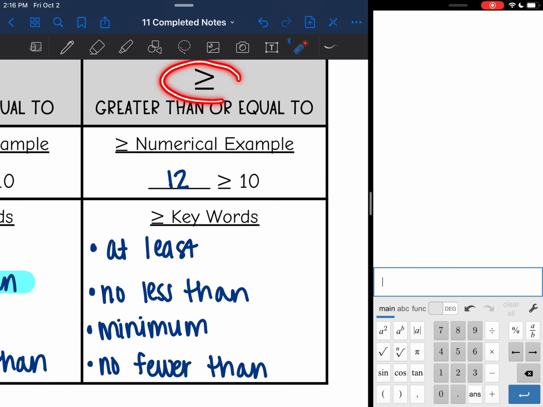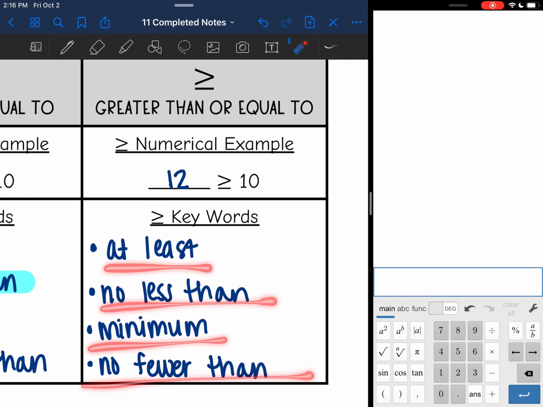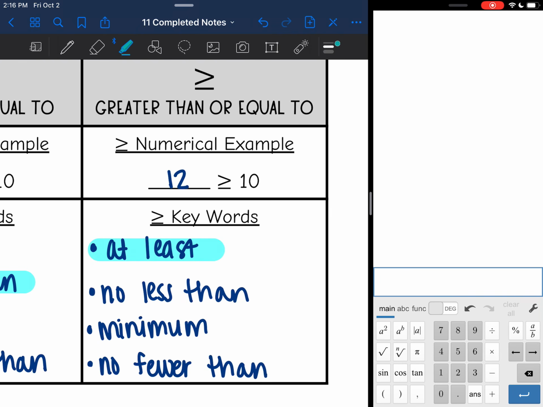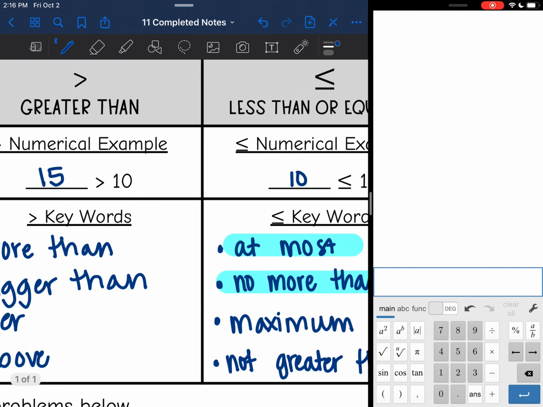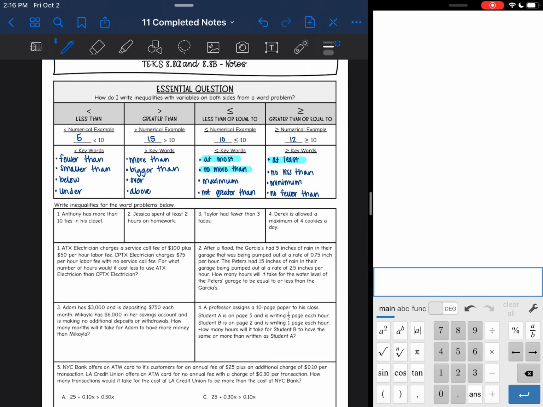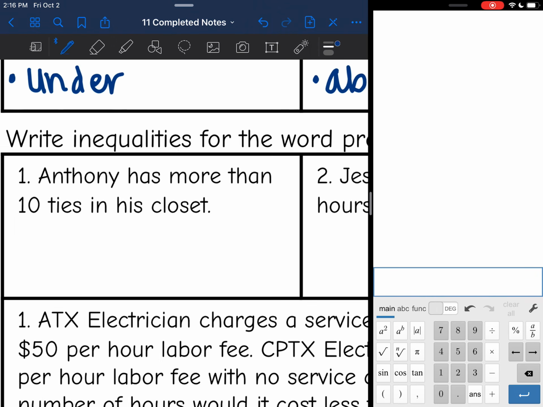Okay, and then this symbol is the greater than or equal to symbol. It means the number to the left of the sign is greater than or the same as the number to the right of the sign. Some keywords that mean greater than or equal to are at least, no less than, minimum, or no fewer than. I'm going to highlight at least because that is one that is used quite frequently for the greater than or equal to sign.